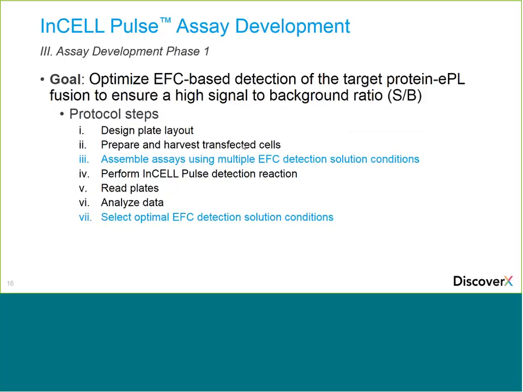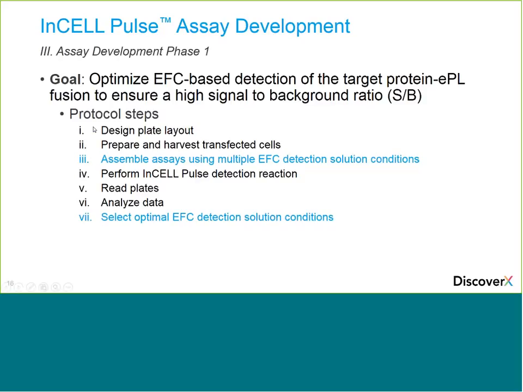So after cloning is completed, assay development phase begins. And the first phase of assay development, which is very important, is to optimize. So we have this wonderful EFC-based readout, and there are a couple of variables here that need to be optimized based on how well your protein of interest expresses. We don't want the detection to be too sensitive. We don't want it to be too insensitive. We want to identify conditions that ensure a high signal-to-background ratio for detection of your native properly folded protein.